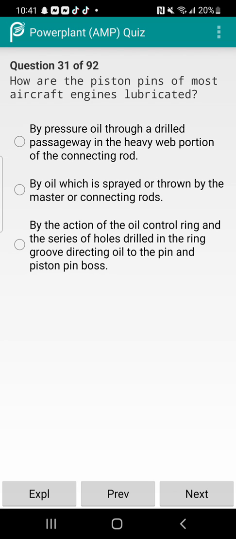How are the piston pins of most aircraft engines lubricated? By oil which is sprayed or thrown by the master or connecting rods.